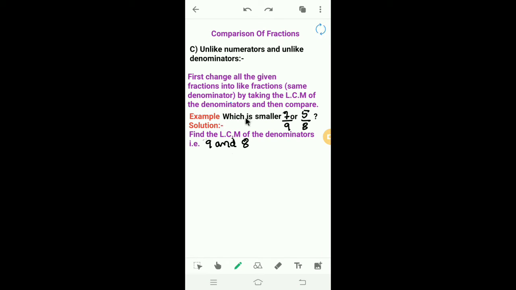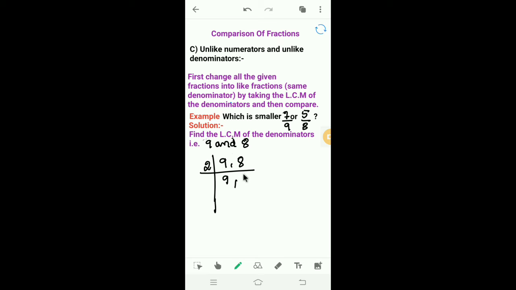Let's solve the second example. Which is smaller, 7 by 9 or 5 by 8? Let's see the solution. First we have to find the LCM of the denominators, that is 9 and 8. I will take prime number 2. Is 9 divisible by 2? No. But 8 is divisible by 2. So I will take prime number 2.